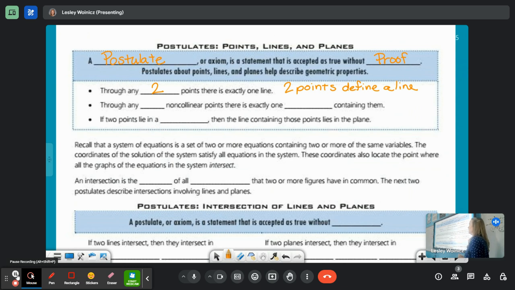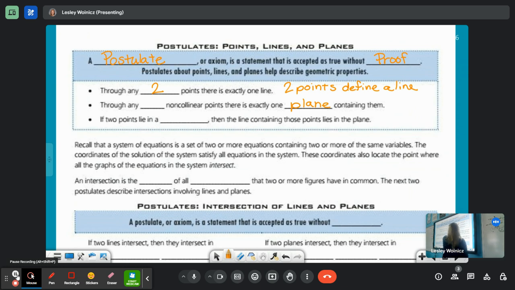What do you think the next one is? If it takes 2 points for a line, what do you think the next one is about? What else have we been talking about? Lines and planes. Okay. How many points to define a plane?